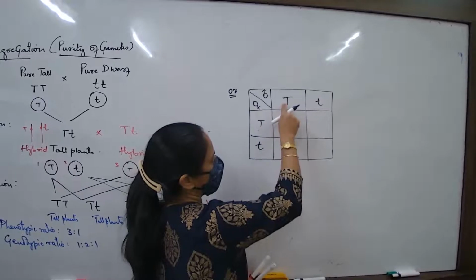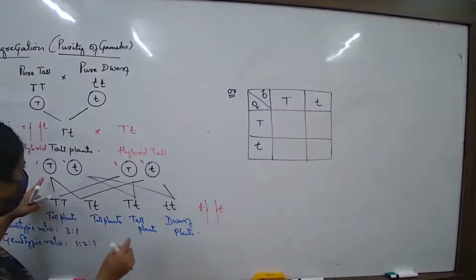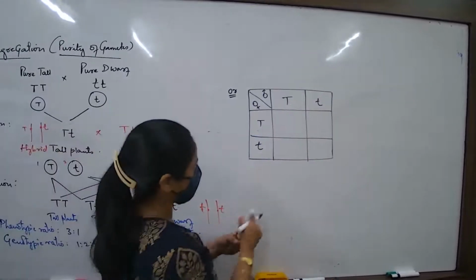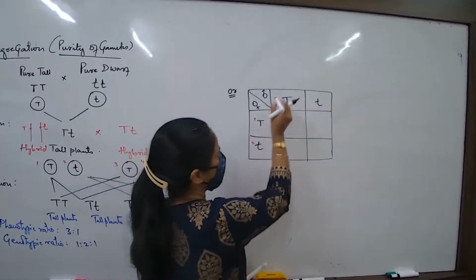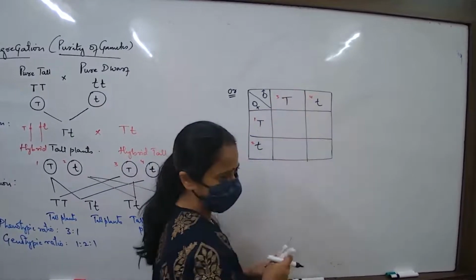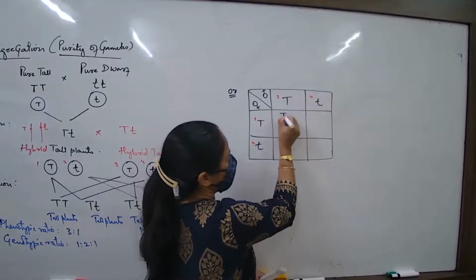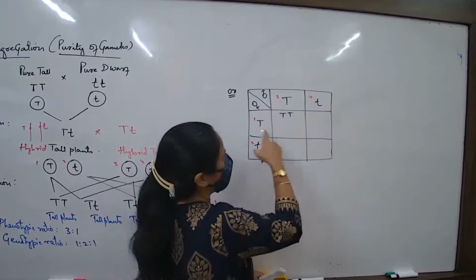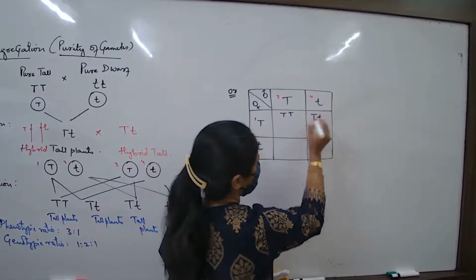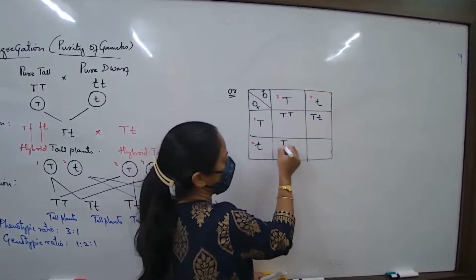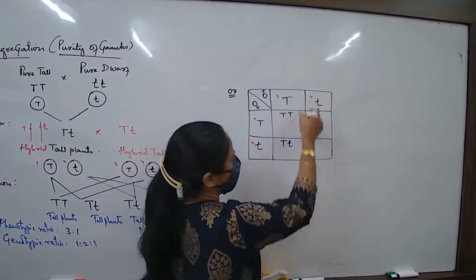1 and 3, same like this. 1 and 3. So I number them: 1, 2, 3, 4. So now 1 and 3, what do I write? This one. 1 and 4, what do I write? This. 2 and 3, what do I write? Same, no? And 2 and 4.